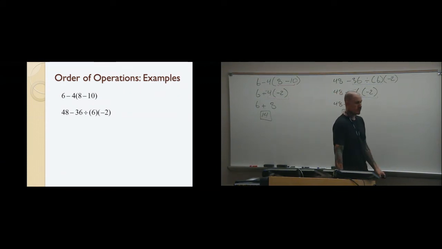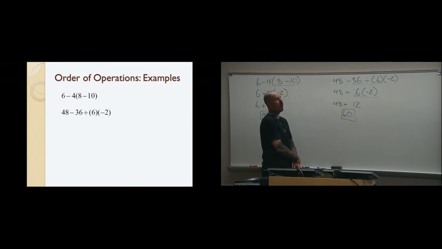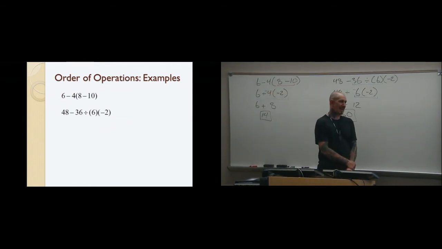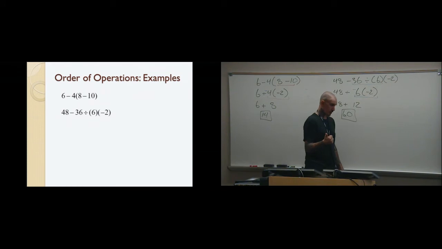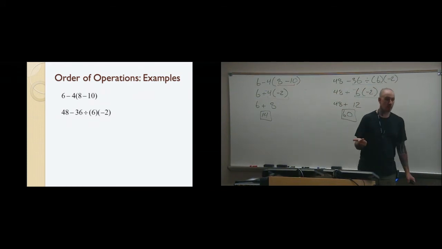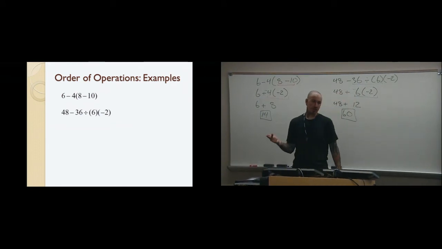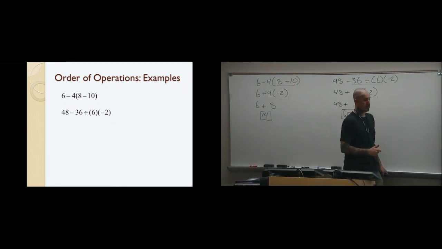Step 3 should be multiply or divide as it occurs from left to right. Step 4 should be add or subtract as it occurs from left to right. I have the first step is that we changed the subtraction to addition, which is the subtraction integer rule. That was step 1. Oh, see, in our order of operations, we actually don't write that in as a step. It's something that we do. But order of operations says we perform all operations within grouping symbols, step 1. Step 2 is that we evaluate all exponents, roots, and absolute values. Step 3, multiply and divide as it occurs from left to right. Step 4, add and subtract as it occurs from left to right.